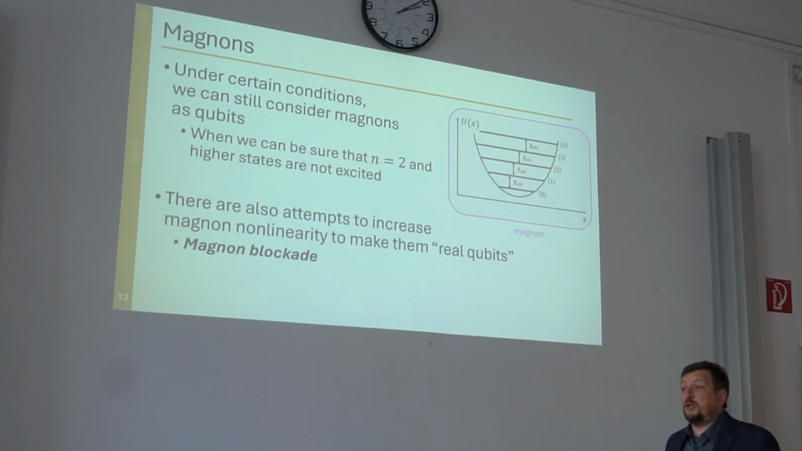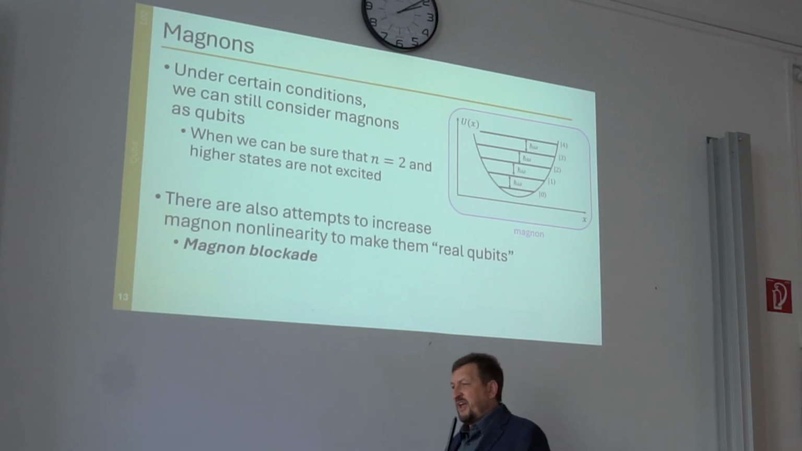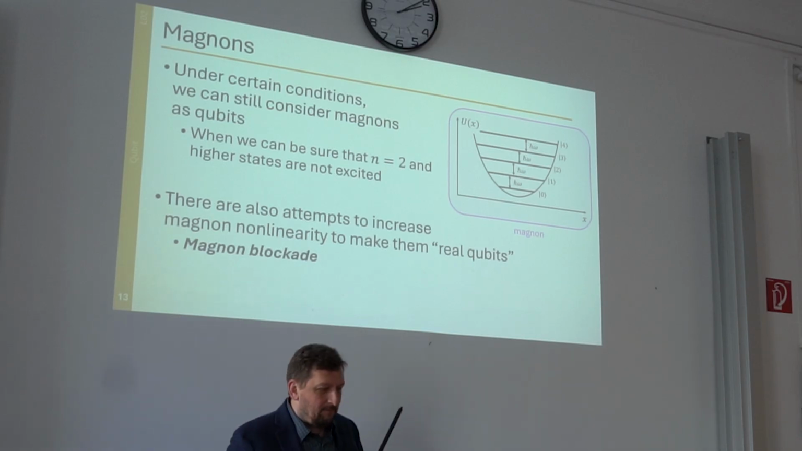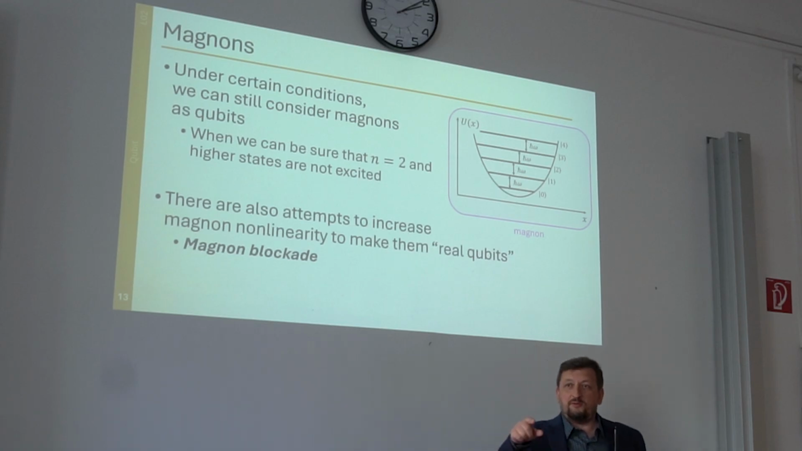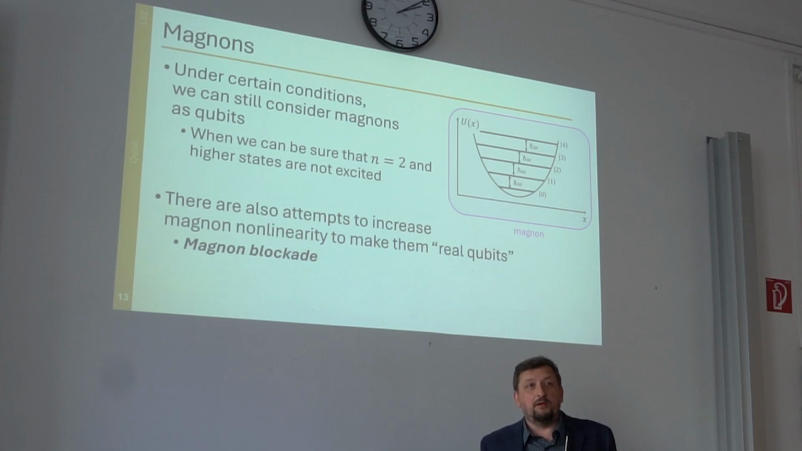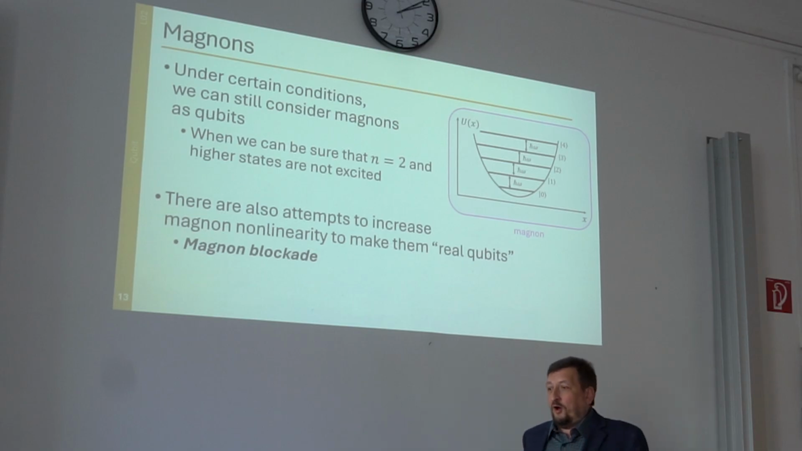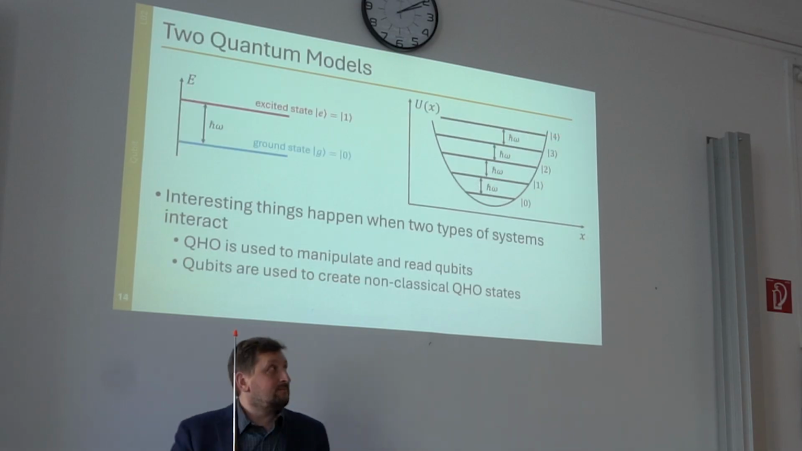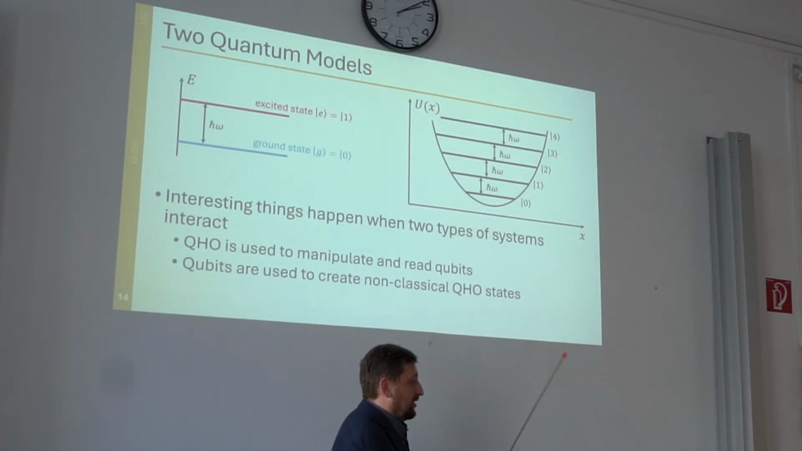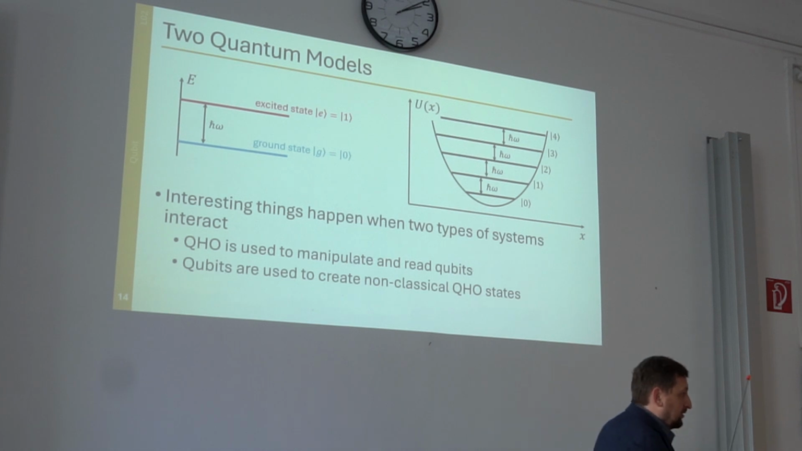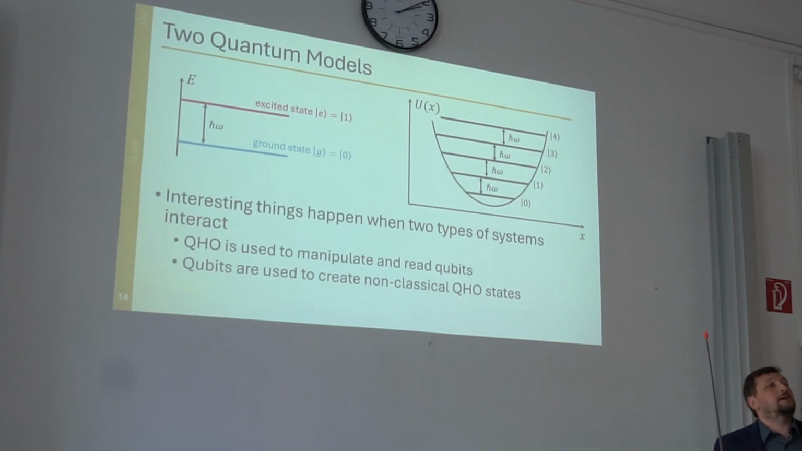So yes, this would be very interesting. And I don't remember exactly, but I think some of the homework problems ask about this. At what size of ferromagnetic sample would you get enough nonlinearity to be able to use a magnon as a qubit? Okay, so as I already said, these two models, it's not like one is better than another. And the most interesting thing happens when we have both of them and when they interact.